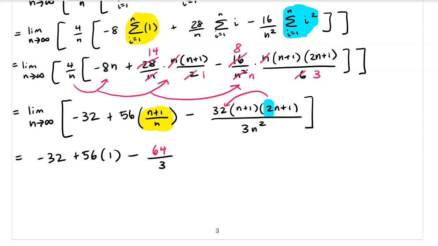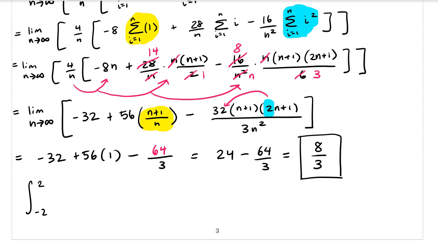Let's do some simplification. -32 plus 56 gives us 24. And then if we do 24 minus 64 over 3, that's going to end up being 8 over 3. So it turns out that our final answer for this definite integral is 8/3. Let's just rewrite that really quickly. So the exact value of this definite integral is 8/3.